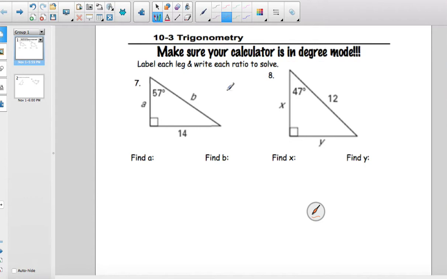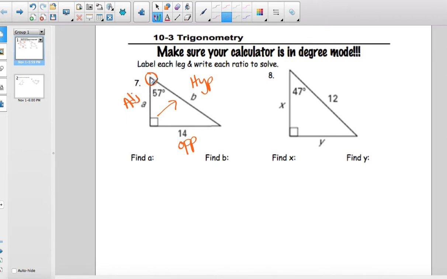The first thing you do when you get to a problem is you label your picture. Like I said in an earlier video, I always circle my reference angle that I'm going to use to solve the problem, and then I label the picture based on that angle. Across from it is the opposite side. That's always the one that I label first. Then I label the hypotenuse, which is always across from the right angle. And then the one that's left is the adjacent.